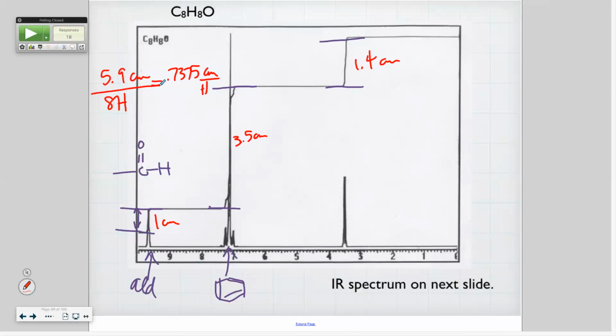What do I have to do to figure out how many hydrogens? I'm going to take 1 divided by 0.7375. I get 1.3. I'm just going to write 1. Then 3.5 divided by 0.7375, and I get 4.7. Then 1.4 divided by 0.7375, and I get 0.5. Did I do it right?